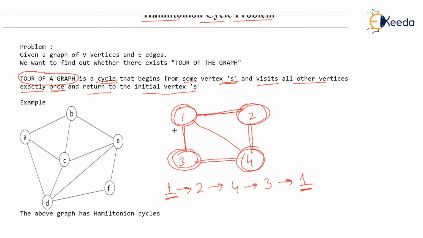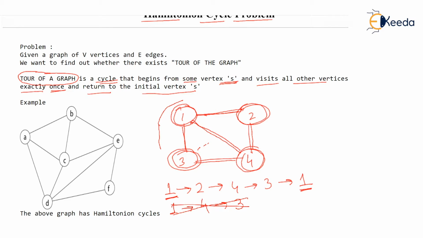For example, you can start from 1, then you can go to 4 because 1 and 4 are connected. From 4, you can go to 3. But then observe that from 3, you can't go to 2 because 3 is not connected to 2, isn't it? So you can't go from 3 to 2. To go to 2, you will have to go via the first vertex. But the first vertex then will be revisited. So the cycle does not exist using this path.